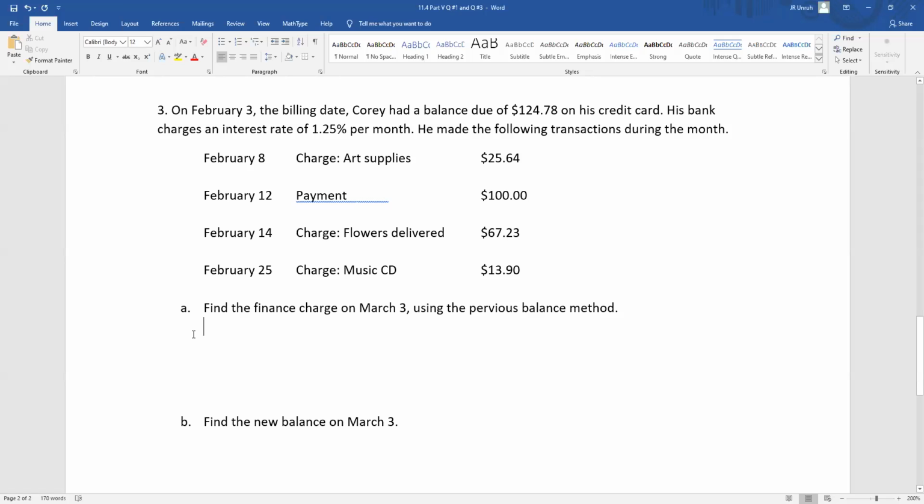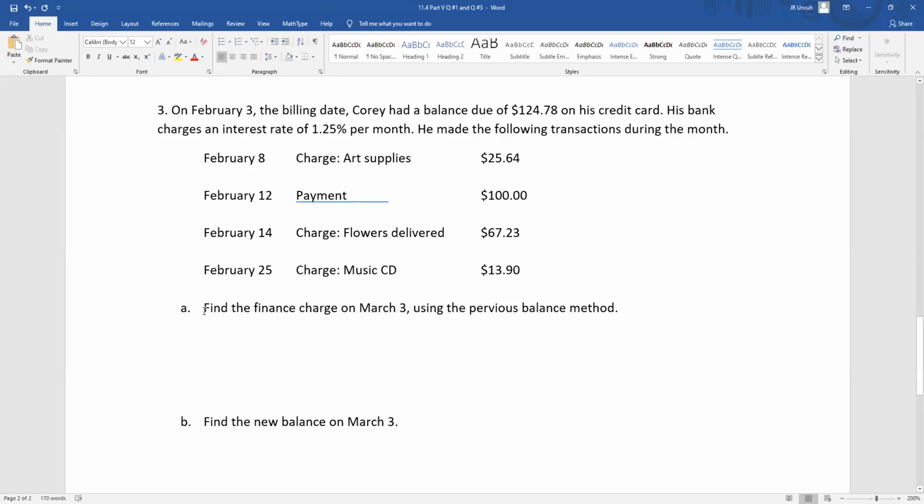So here we go with question three. It says on February 3rd, billing date, Corey had a balance of $124.78 on his credit card. His bank charges an interest rate of 1.25% per month. He made the following transactions during the month. Okay, first, let's go down to part A.